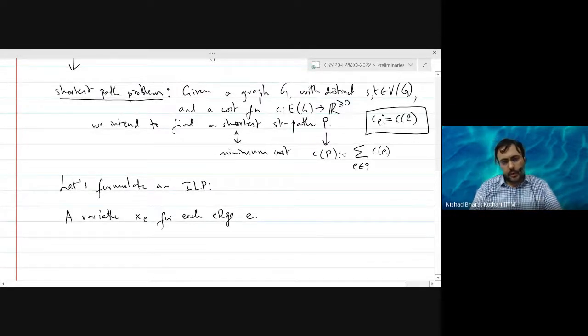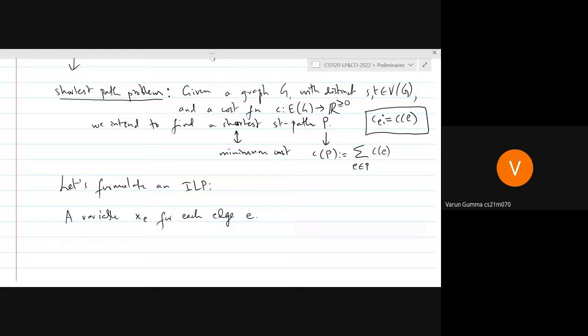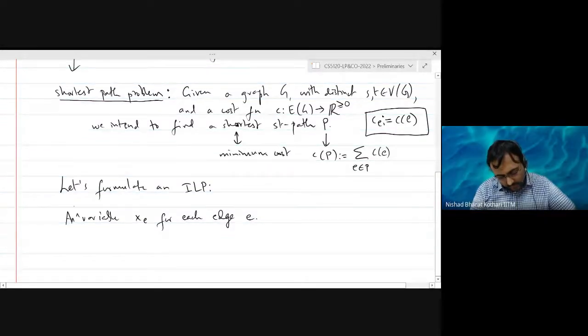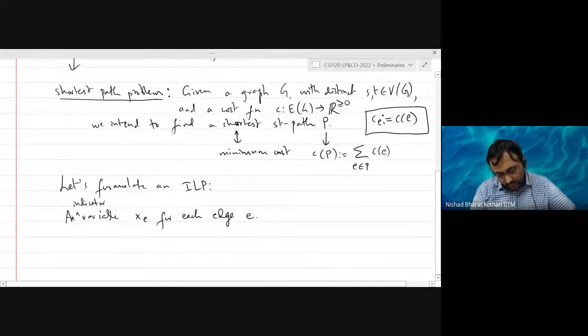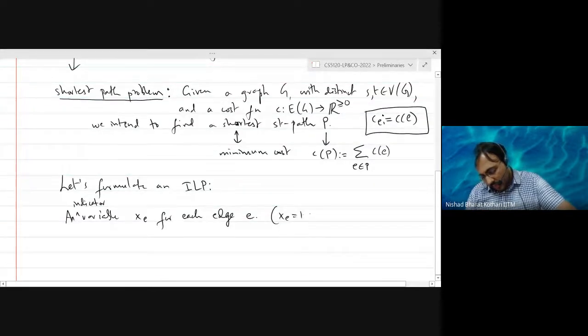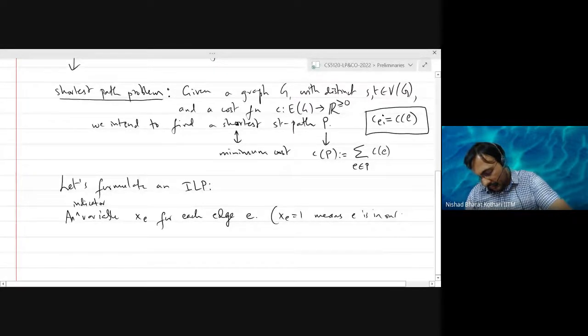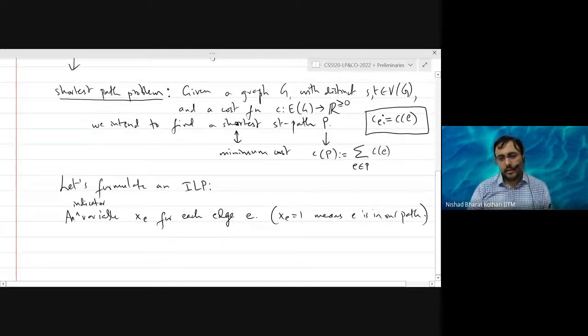And I assume you want this variable to be 0 or 1, depending on whether the edge is in your path or not. Is that right? Yes, sir. It's an indicator variable. Great. Indicator variable. So let's call it an indicator variable. It's not quite a random variable, but yeah, it's an indicator variable, right? So x equal to 1 means E is in our path. This is sort of the idea we have in mind. Okay?